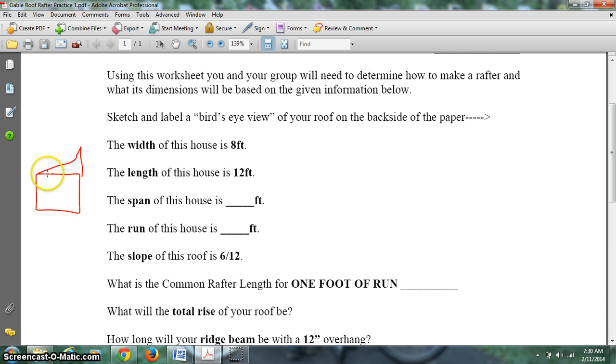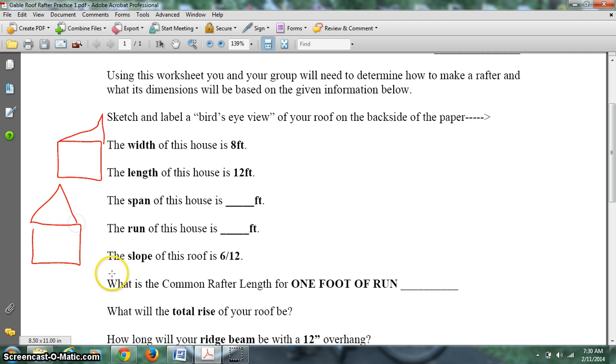Whoa, that's a bad roof. Excuse that roof there. Let's try that again. Alright, there's our house. 8 foot width of our house. Length is 12. That would be going back somewhere in this direction. 12.